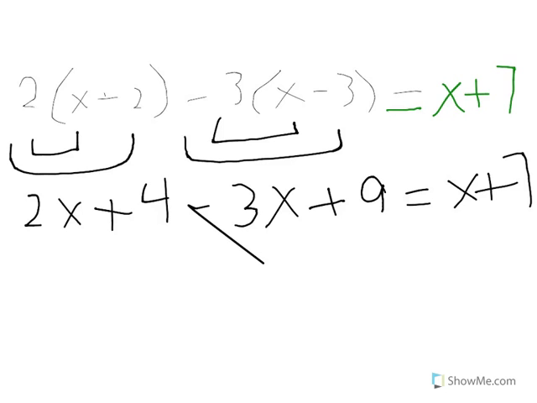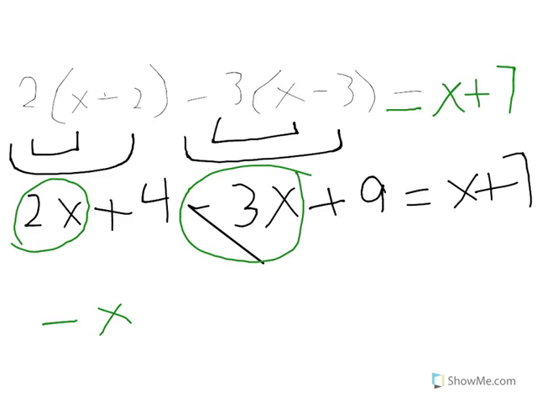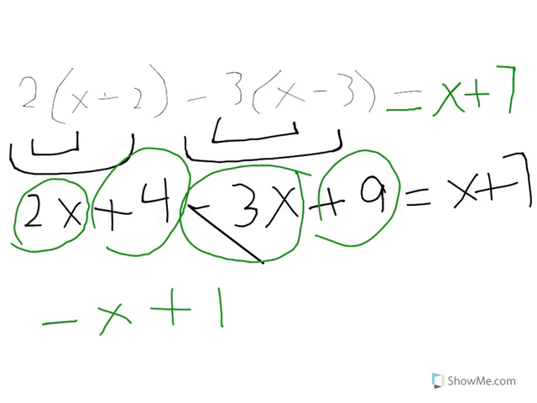Now let's focus on this one. So how would I simplify that? I'll see there's 2x and minus 3x, so I'll add that. So 2 minus 3 is minus x, right? And then there is plus 4 and plus 9. That is plus 4 and plus 9 gives me plus 13 equals x plus 7.